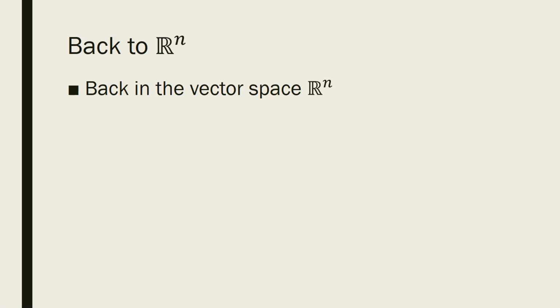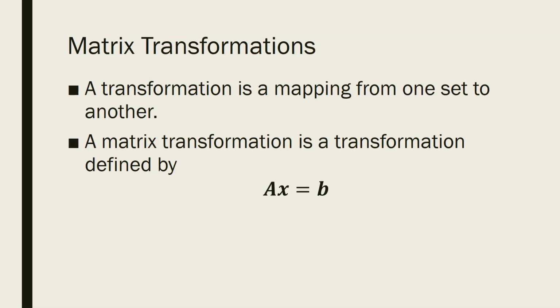In a couple sections from now, we'll see why we focus so much more on Rn, and we'll see some analogies to those other vector spaces. But for right now, going back to Rn. Now remember, Rn is the set of all vectors with n entries.